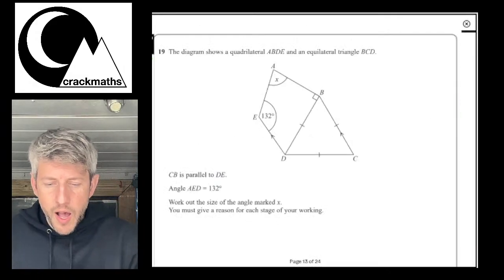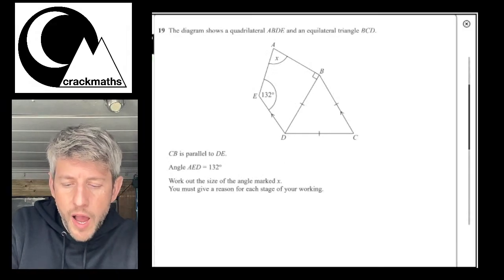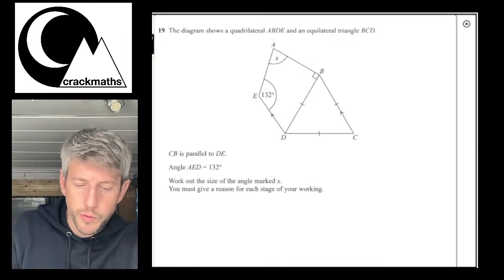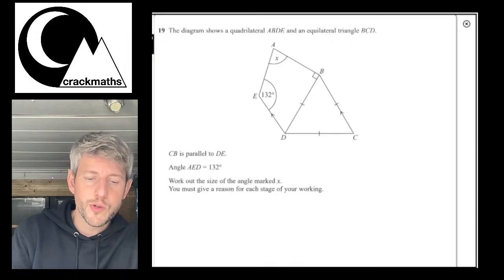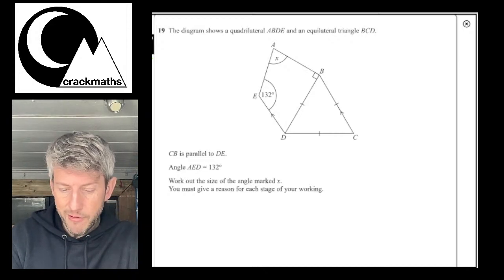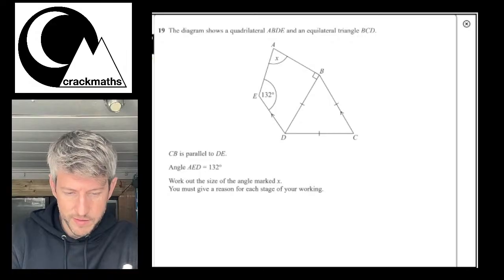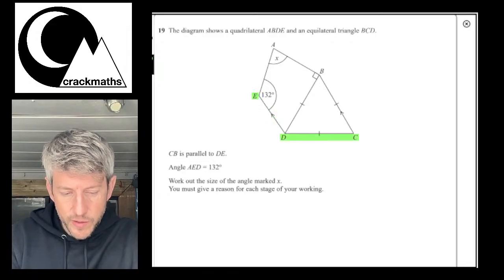Okay, right. Question 19. So here we go. The diagram shows a quadrilateral ABDE and an equilateral triangle BCD. CB is parallel to DE. Okay, right, that's these 2 lines here.